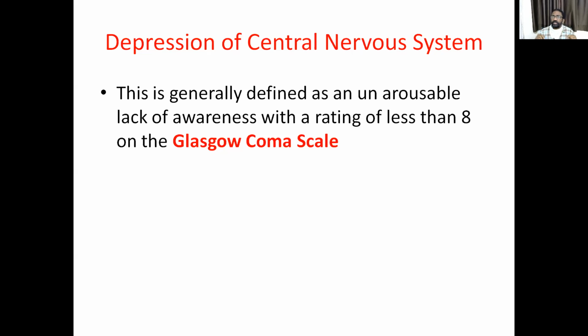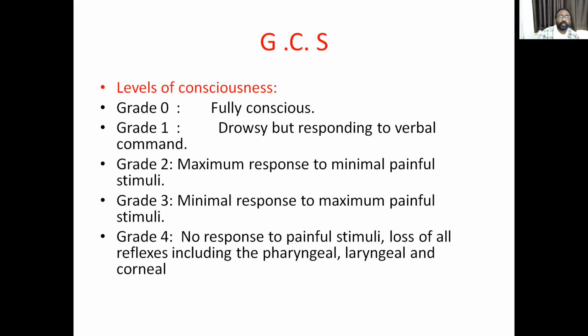If he is unconscious, then according to the Glasgow coma scale, you can differentiate like that. I told you all this in the previous class itself. The levels of the Glasgow coma scale are grade 0, 1, 2, 3, 4. Grade 0 is fully conscious, that means the patient is arousable. Grade 1 is drowsy but not responding to the verbal command. Grade 2 is maximum response to the minimal painful stimulus, that means he will be semi-comatose.